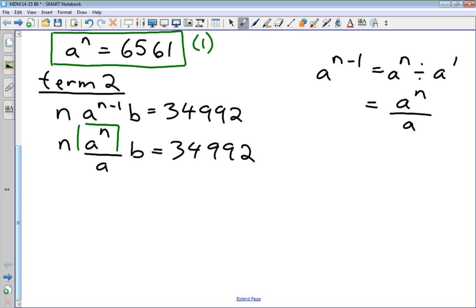Okay. Well, if we look back up at what we had from term 1, we see that a^n here is what we had from equation 1. So instead of having a^n in there, I'm going to put that 6,561 in there. And what I have left after I do that is going to be n, b, and a. So I'm just going to write this as n times b divided by a. I'm going to put in my 61.